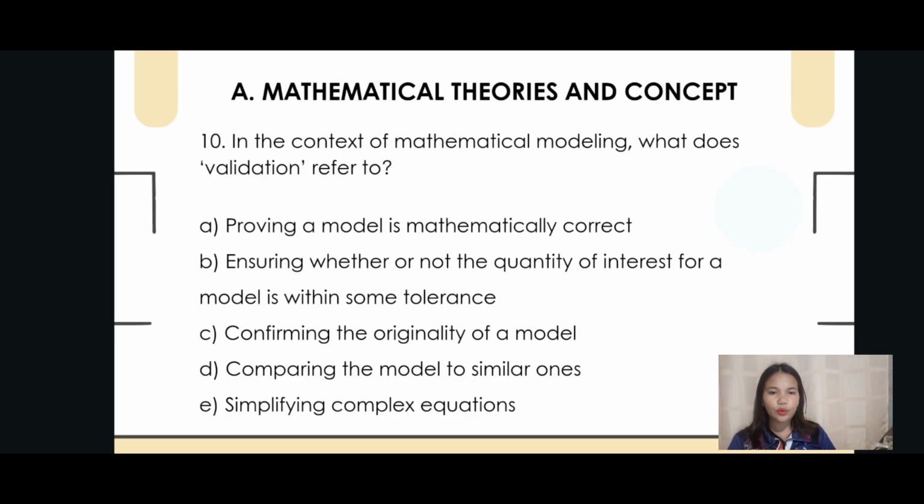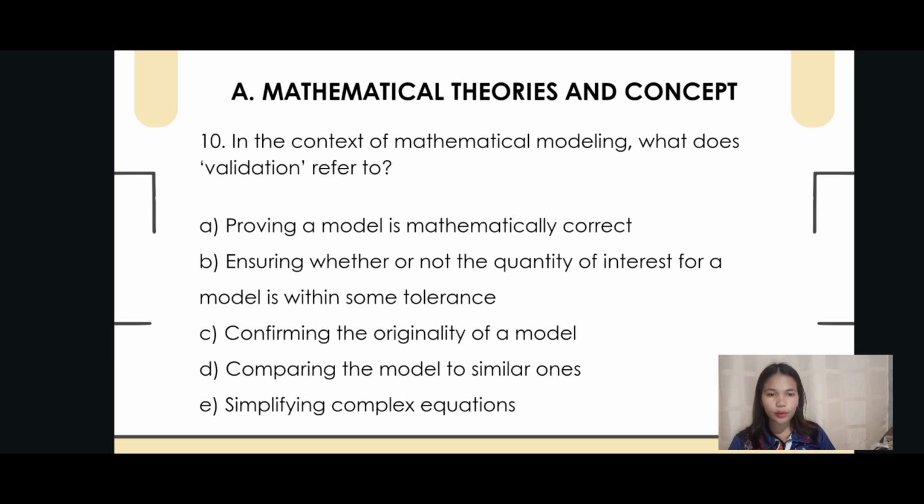So let's move to number 10. In the context of mathematical modeling, what does validation refer to? Is it A, proving a model is mathematically correct? Or B, ensuring whether or not the quantity of interest for a model is within some tolerance? C, confirming the originality of a model.